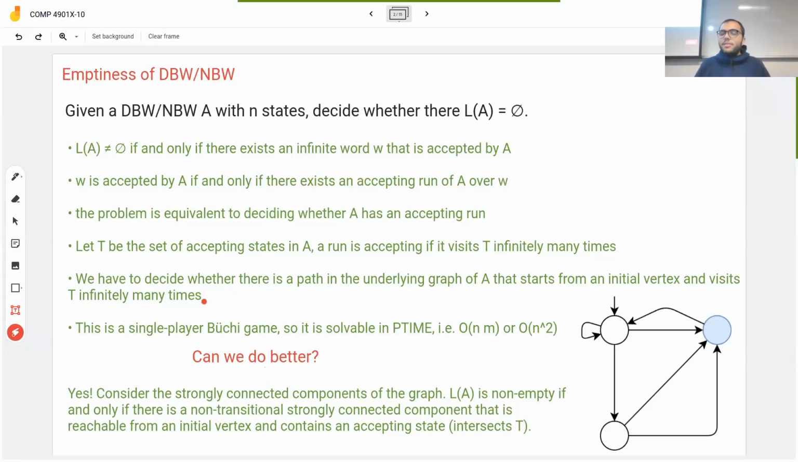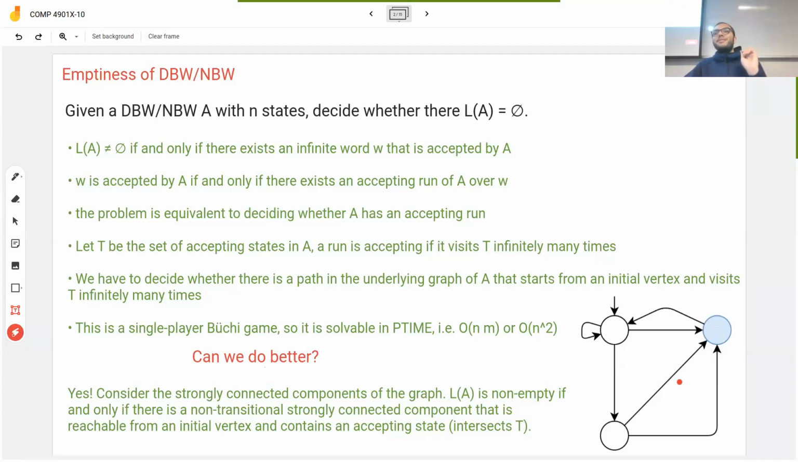How can I answer that? Well, I can just think of it as a game, right? So look at this same graph. Let's say this is a Büchi game. And the objective of player one is to visit the blue states infinitely many times. And let's say that all of the vertices belong to player one. So it's like a one-player game.